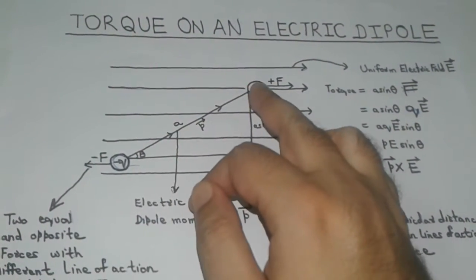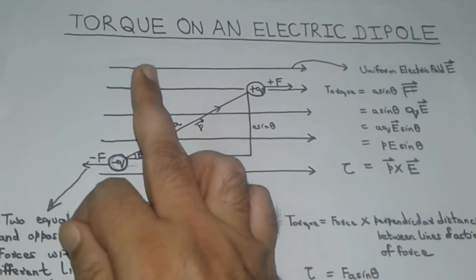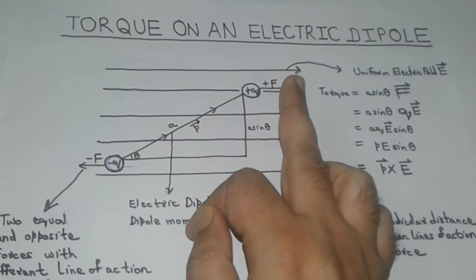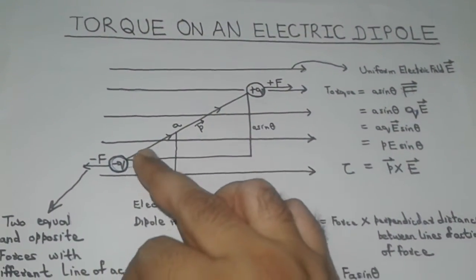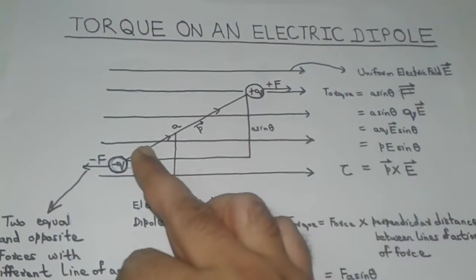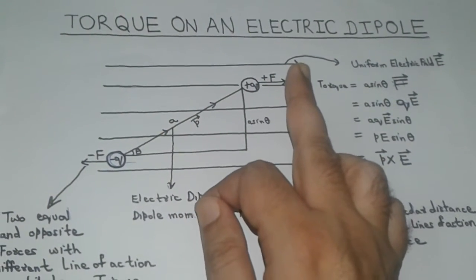Let an electric dipole with dipole moment P be placed in a uniform electric field E, such that the direction of the dipole moment makes an angle theta with the direction of the uniform electric field E.